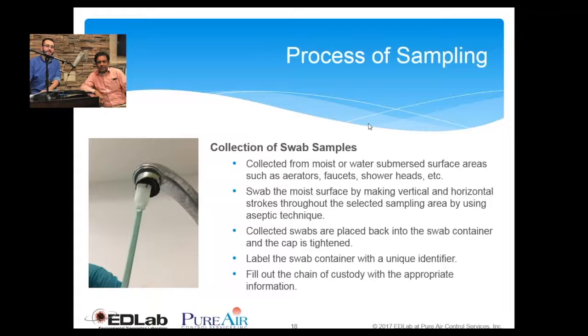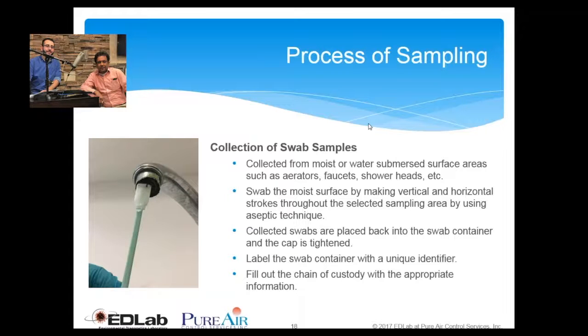The other sample, Ronnie, is a very important one: the swab sample, which you asked me about earlier. The swab sample can be collected from areas such as aerators, faucets, shower heads, etc. Many times you might have noticed that there is a white deposition sort of thing under the shower head, etc. That makes a good sample for testing for Legionella.